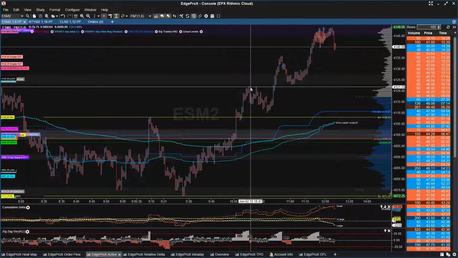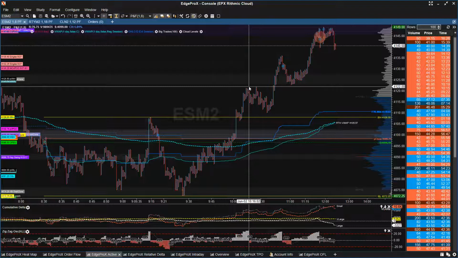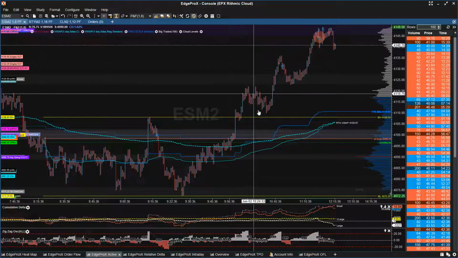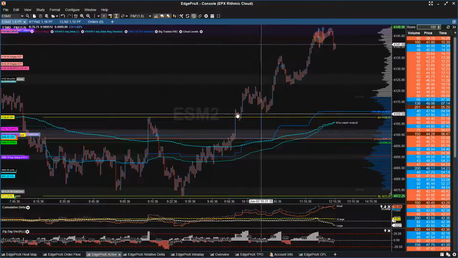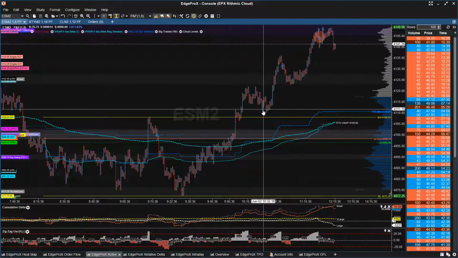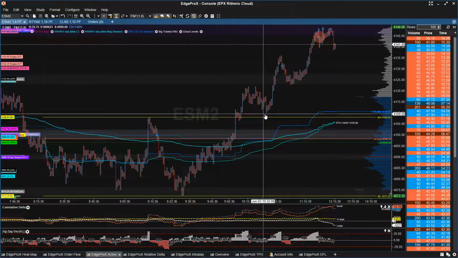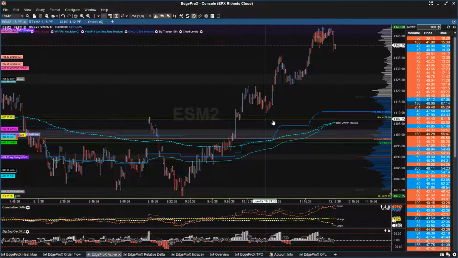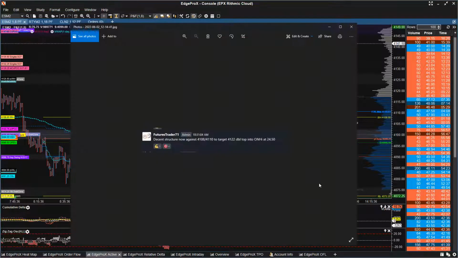And so we see that there's a weak structure here, 4122 double top. You see that double top there? And the idea is, okay, where do I get long? Do I get long here? No. Do I get long here? No. Getting long here is not too bad. But 4110 to 4108 per that post. And then we're targeting the 4122 double top. So that's somewhere between 12 and 14 points.